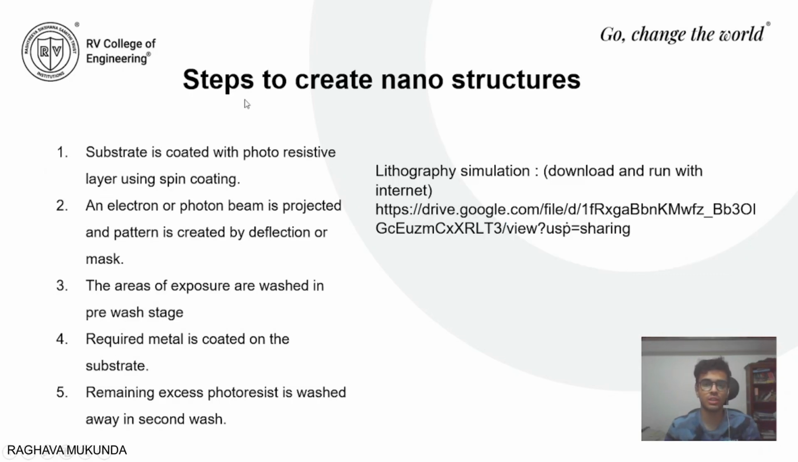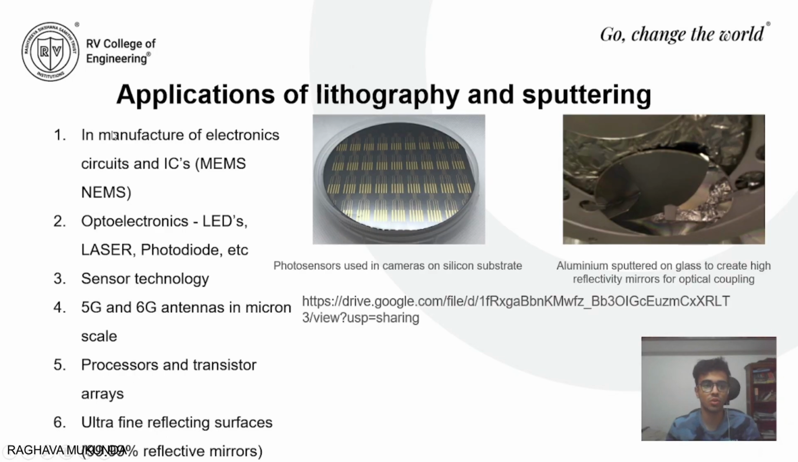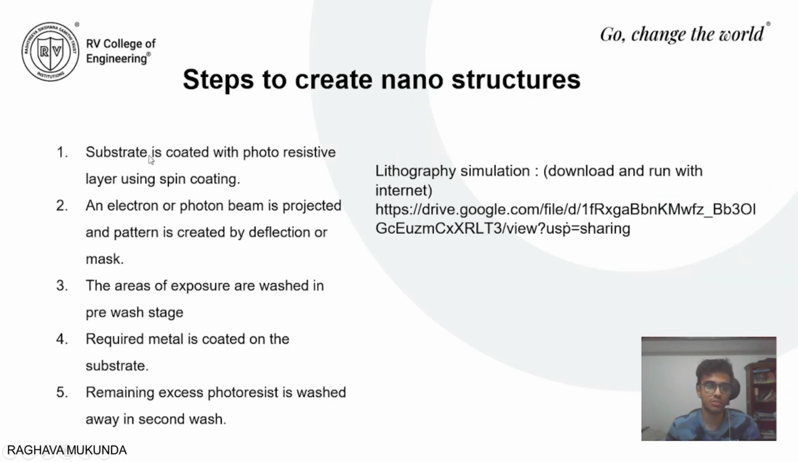To summarize, the steps to create nanostructures for electronic devices include starting with spin coating of a photoresistive material onto the substrate, followed by electron beam or photon beam patterning onto the substrate, which is then pre-washed, and the exposed areas are then coated with a metal using magnetron sputtering, and then finally the excess photoresist is washed away in the last development stage. We have a lithography simulation which is interactive, can be downloaded and must be run with internet.